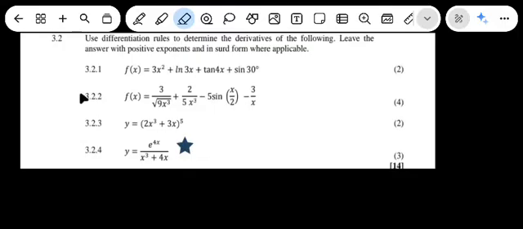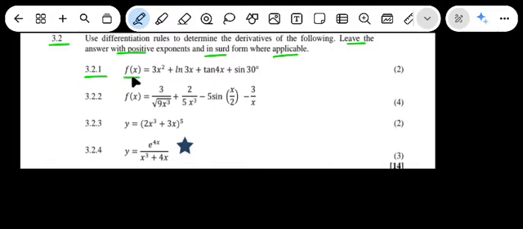Alright, the question we have here is 3.2. It says use differentiation rules to determine the derivatives of the following. Leave answer with positive exponents and in surd form where applicable.